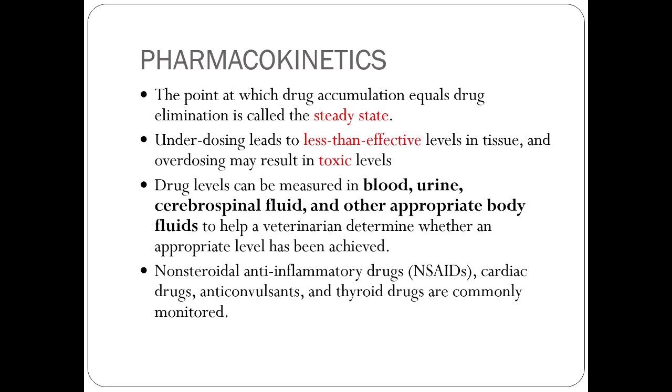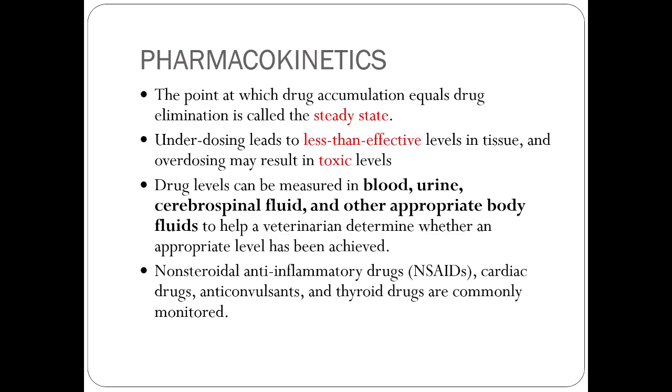If we underdose, we're going to have less than effective levels in the tissue, and if we overdose, we're going to have toxic levels in the tissue. We can measure drug levels in the blood, in the urine, in the cerebrospinal fluid, and any other appropriate body fluids that we know that the drug goes to, so that we know that the appropriate level has been achieved.